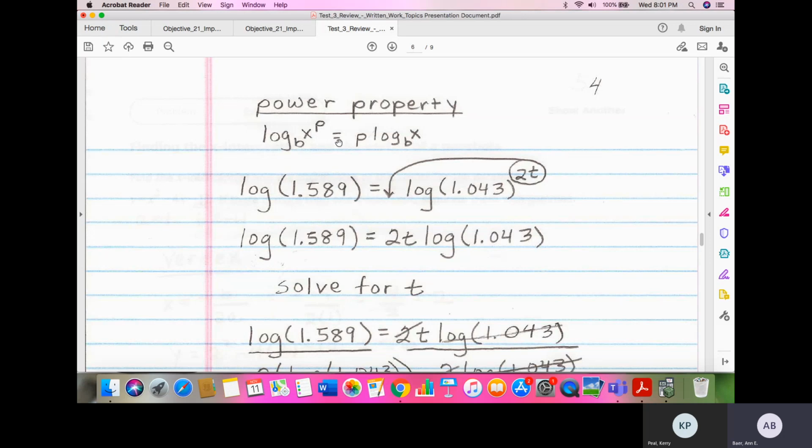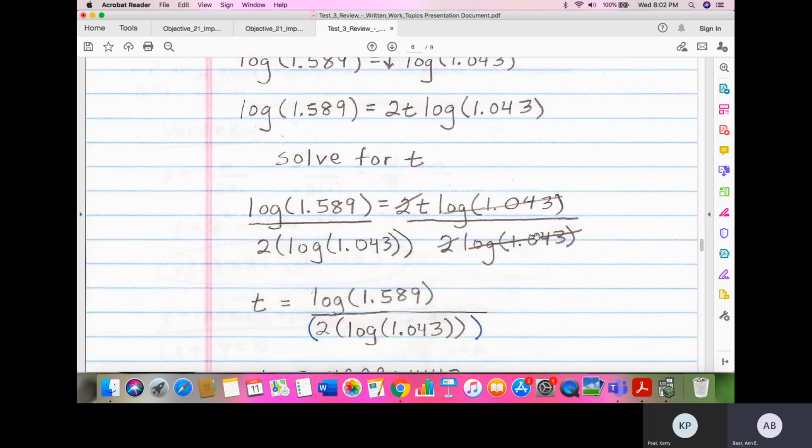What this is telling us is that this side is equal to this side. And what we can do is drop this power down in front and then copy down this part right here before the power. So let's bring this 2t down in front like this. And what do we get? Copy this side down. This 2t is in the normal line of writing. And then we're just going to copy over log of 1.043. And we want to solve for t.